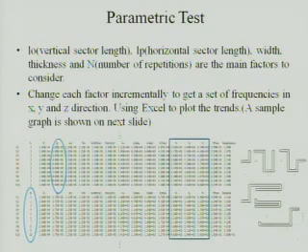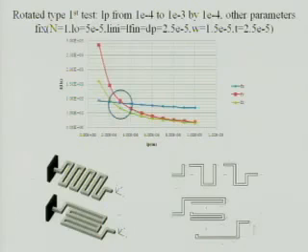Then I did the parametric test. These 5 factors, L null, LP, width, thickness, and the number of repetitions, are the main factors I was concerned about. Each time I change one parameter incrementally and keep the other parameters fixed. Like you see in this example, here I change LP from 10 microns to 100 microns, and here I change N from 1 to 10. So I get a set of different frequencies in X, Y, and Z direction. Then I plot the frequency in all 3 directions in terms of the changing parameter LP.